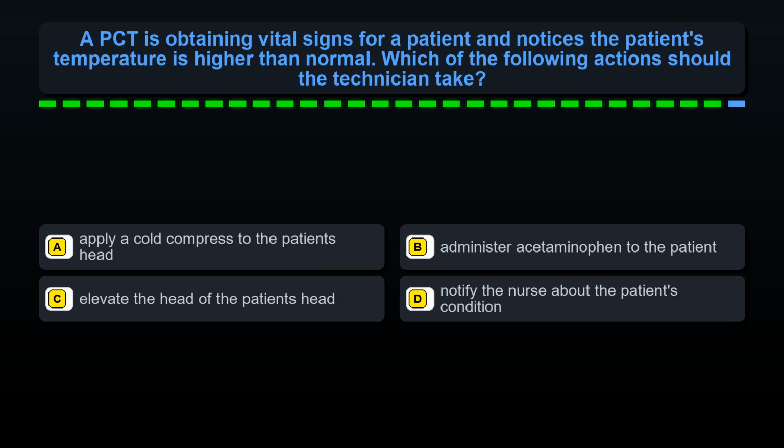Question 7. A PCT is obtaining vital signs for a patient and notices the patient's temperature is higher than normal. Which of the following actions should the technician take? Option A. Apply a cold compress to the patient's head. Option B. Administer acetaminophen to the patient. Option C. Elevate the head of the patient's bed. Option D. Notify the nurse about the patient's condition.